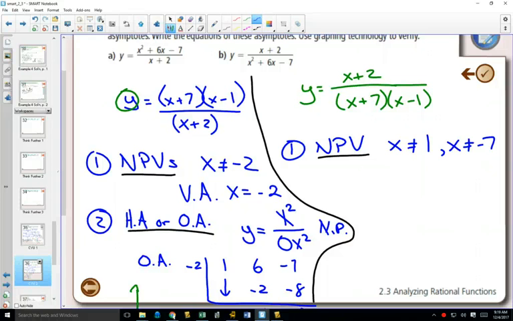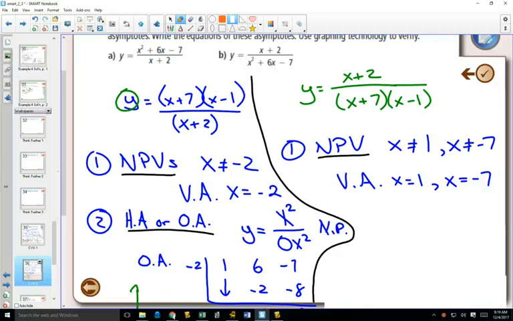And those will both be vertical asymptotes, because nothing's simplified. If something's simplified, you would get a hole or a point of discontinuity. But since nothing's simplified, you'll get vertical asymptotes.